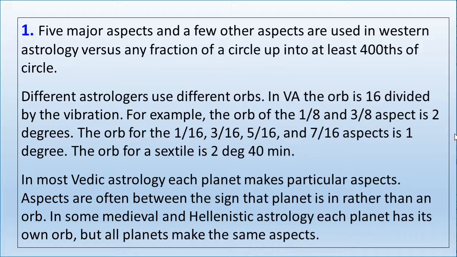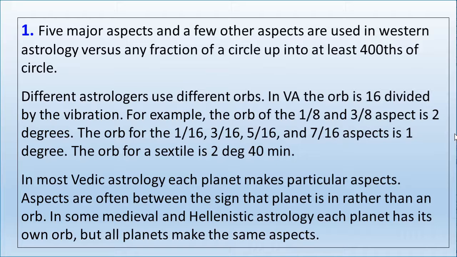Now, how does this compare to Vedic astrology? Well, in Vedic astrology, each planet has its own aspects. It's a very curious system from the Western point of view. So, for example, a Jupiter makes trine aspects, but not all planets make trine aspects. So some planets will make a square like 270 degrees from the point where it's at, and so on. So each planet has its own aspects that it makes.